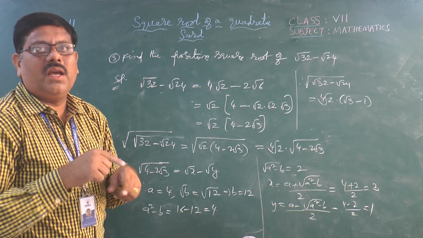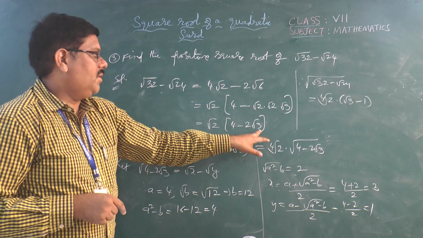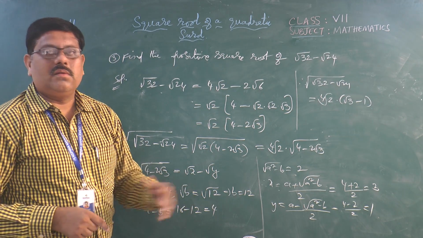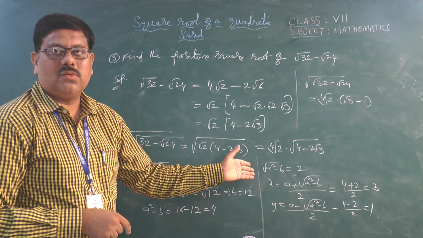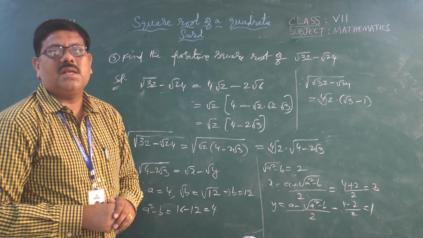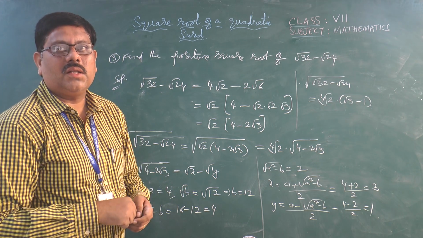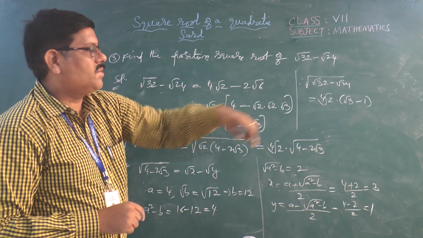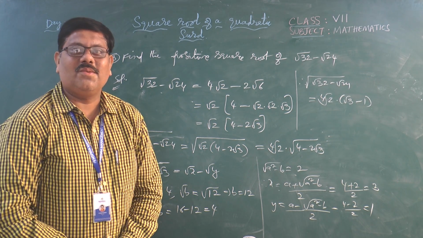So 4 minus 2 root 3 is in the prescribed form. What is the prescribed form? A minus root b form. Because again, this is to be converted again, of course. Then we applied this result, and by using the results x as a plus root of a square minus b by 2, and y as a minus root of a square minus b by 2, we could get the answer as the square root of root 32 minus root 24 as 4th root 2 times of root 3 minus 1. Okay, this is how we have to solve. Thank you.